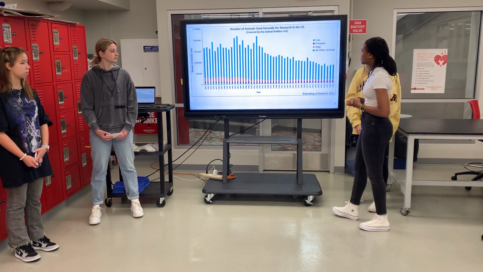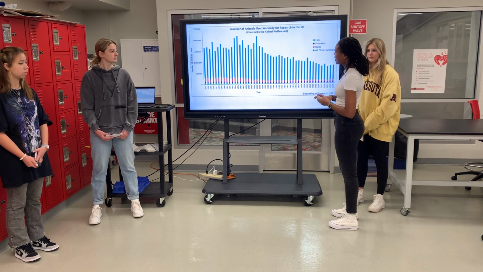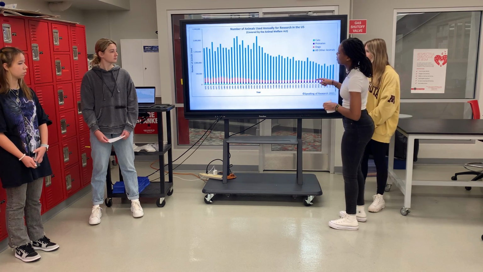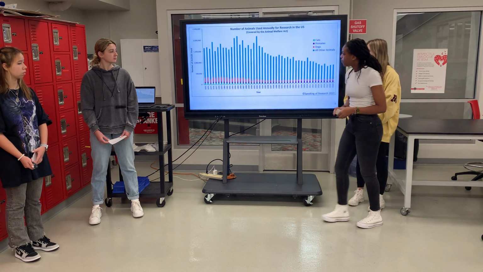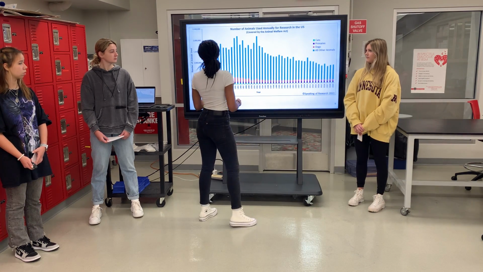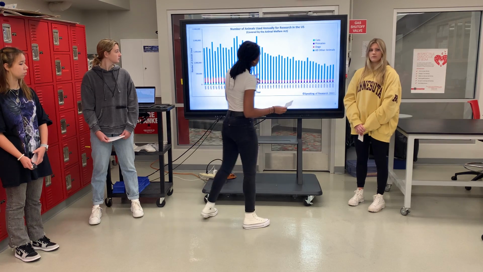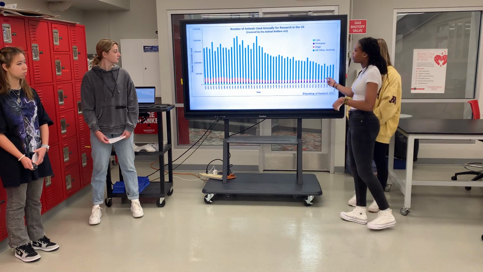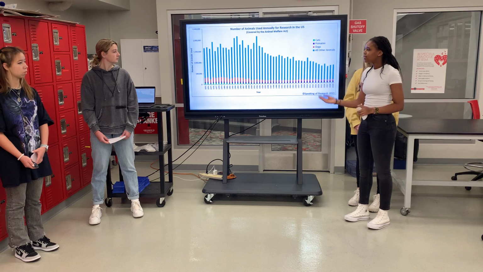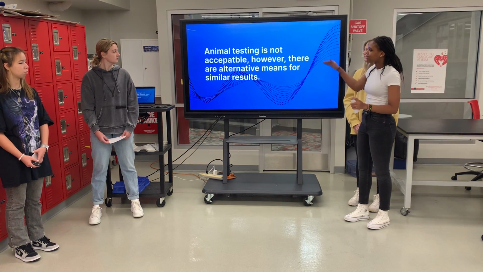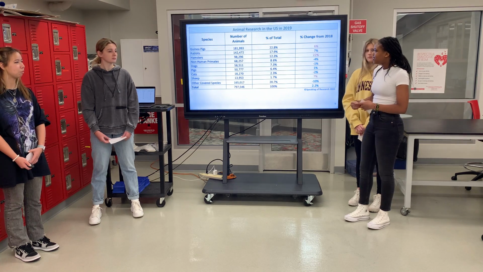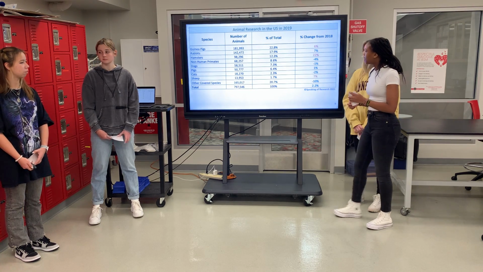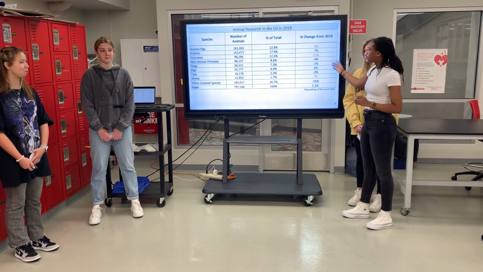This is a graph that I found. It shows the numbers of animal use throughout the years, and you can see in 1973, the numbers are high. I think that's 1,500,000. Compared to 2015, the numbers are much lower, so it shows the population decreasing. And then these are just different kinds of animals that are used and some changes.